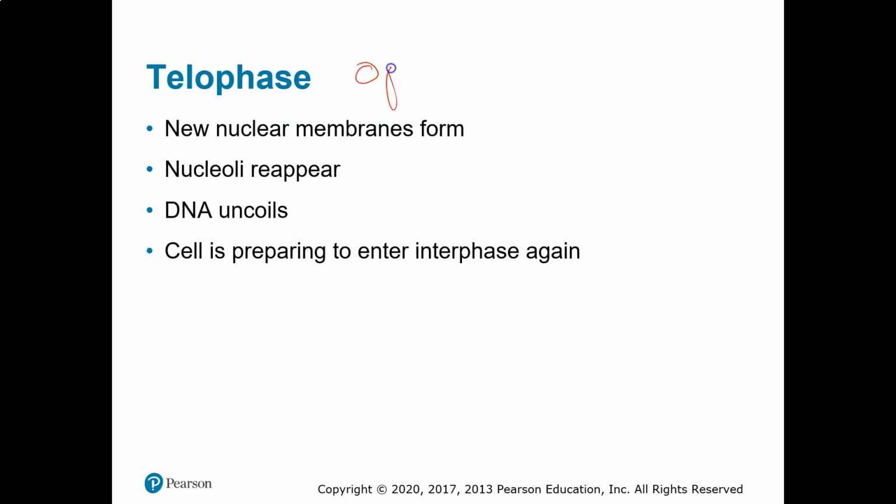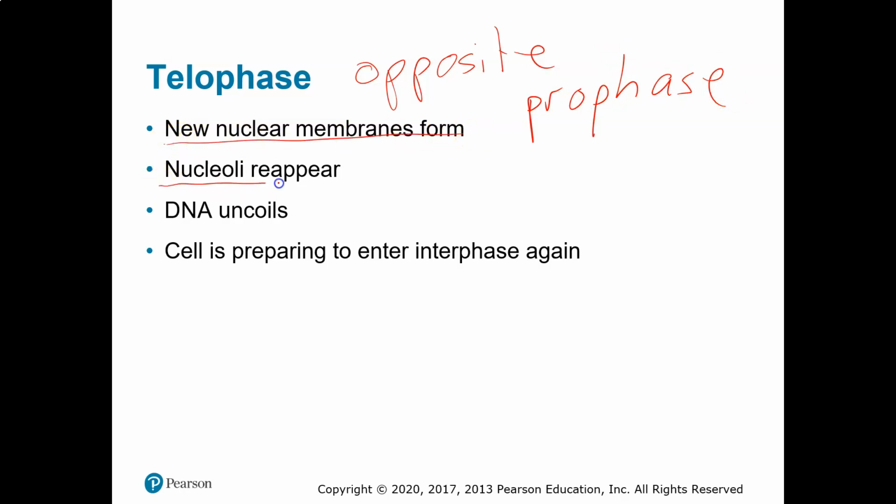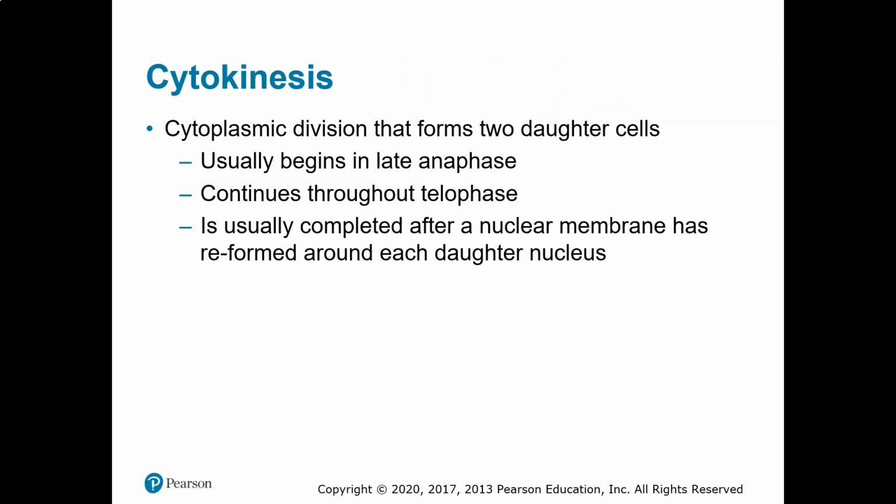Telophase is the opposite of prophase. So instead of the nucleus disappearing, new nuclear membranes form, the nucleoli reappear, the DNA uncoils and forms back into chromatin, which is the uncoiled or uncondensed form of DNA. And the cell prepares to enter interphase again. Cytokinesis is the division that forms 2 daughter cells.